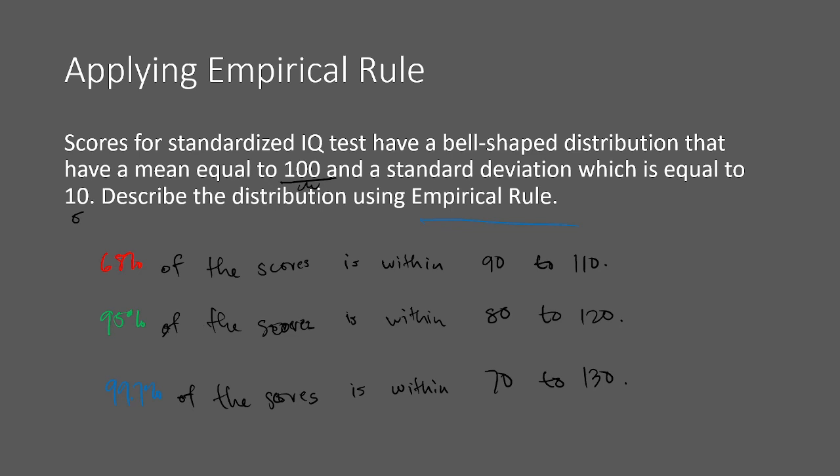Wherein using the empirical rule, we have described that in this bell-shaped distribution, 68% of the scores is within 90 to 110. We also have 95% of the scores within 80 to 120. And 99.7% of the scores is within 70 to 130. So that is how we apply our empirical rule.